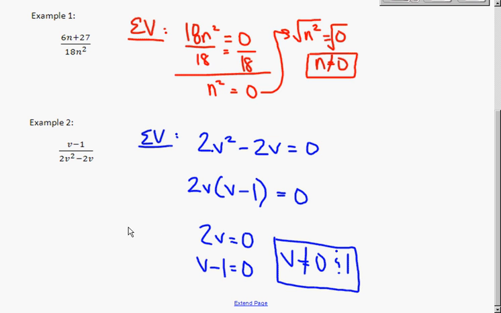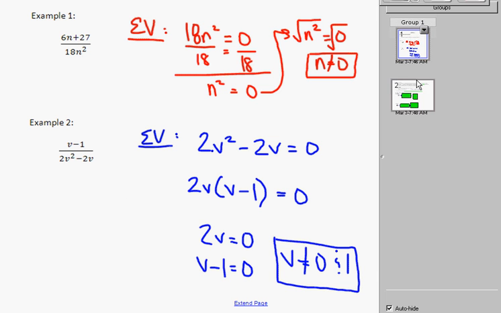Just proof, put it back into your equation. Put in 0 for v. 0 squared is 0 times 2 is 0. Negative 2 times 0 is 0. So 0 take away 0 is 0. So that's why 0 is an excluded value. If you substitute in 1, 1 squared is 1. 1 times 2 is 2. Over here you have negative 2 times 1 is negative 2. So 2 minus 2 is 0. Again, can't have that denominator 0. Those are your excluded values.